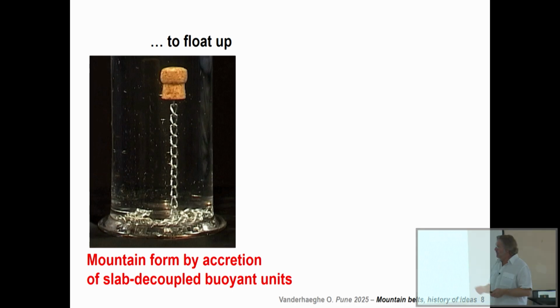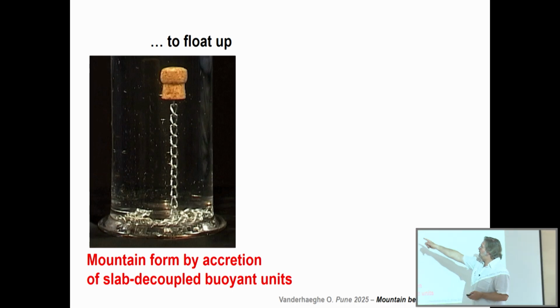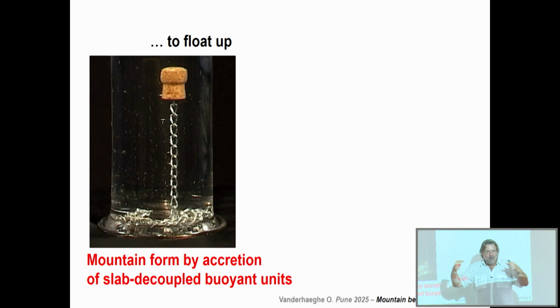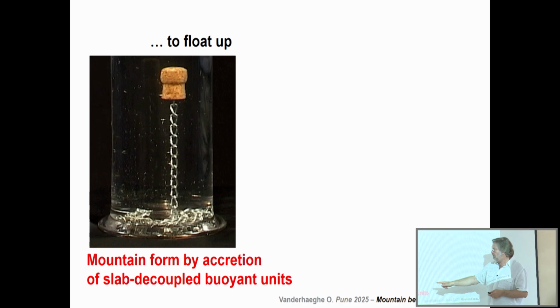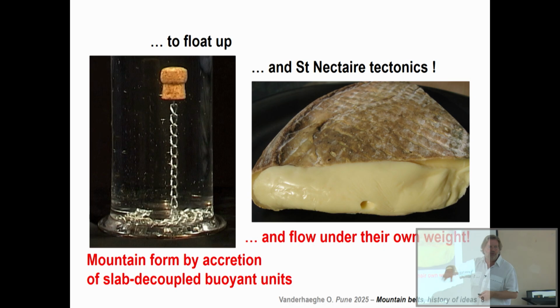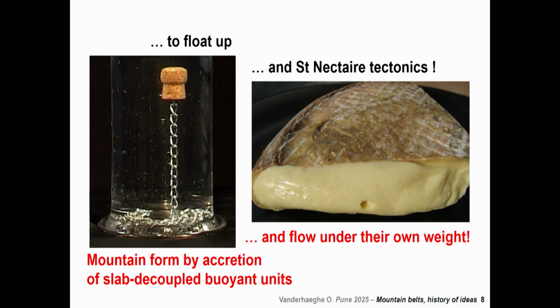And we'll move to float-up tectonics. So you see that cork, that is plunged into water, and then what it wants to do is go up. So not much of anything horizontal here, right? Mostly vertical. Mountains formed by accretion of slab-decoupled buoyant units. This is a concept that we're going to develop this week. And then Saint-Nectaire tectonics. Saint-Nectaire, you probably don't know what it is. It's a cheese from central France, which inspired me a lot when I was doing my first field work in central France. And you see it's kind of soft and weak.